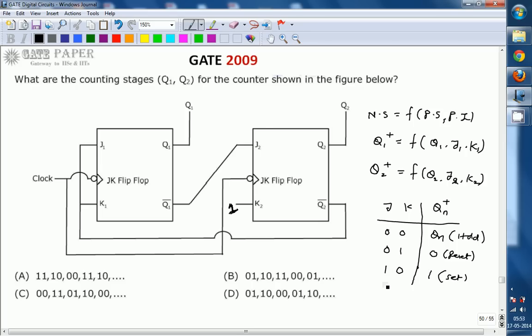It doesn't depend on the present state information, and whenever it is 1 1, J is equal to 1, K is equal to 1, at that time what you will get is the complement of the present state. That is, the inversion of the present state you are going to get as the next state. So this is the truth table of the JK flip-flop. We require this information and we require the information of J1 K1 along with Q1 to know Q1 plus. To know the next state of Q2 we require J2 K2 and Q2 values. So first of all we have to know J1 K1 J2 K2 values. Later we will assume something as present state, then we will proceed in that manner.